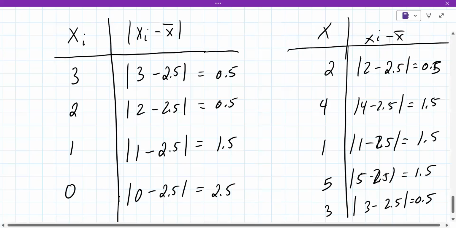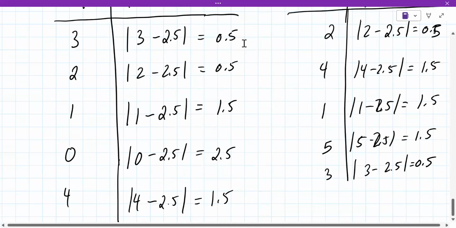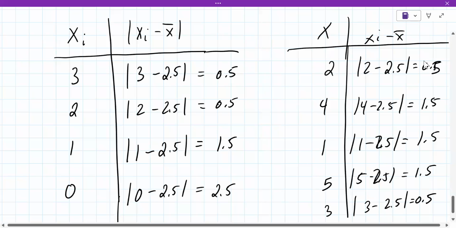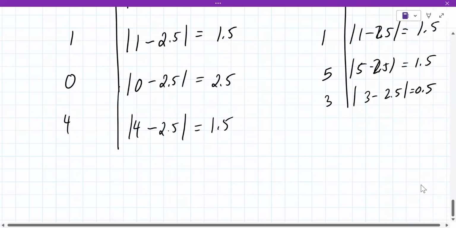Okay, so once you get all those numbers, you unfortunately have to find the average of those. You have to add them all up and then divide by the number of numbers. It's a little bit of work. 1 plus 1.5 is 2.5, plus 2.5 is 5, plus 1.5 is 6.5, 7, then 8.5, 10, and it looks like it's 12. So it ends up being 12 divided by 10, which is 1.2.